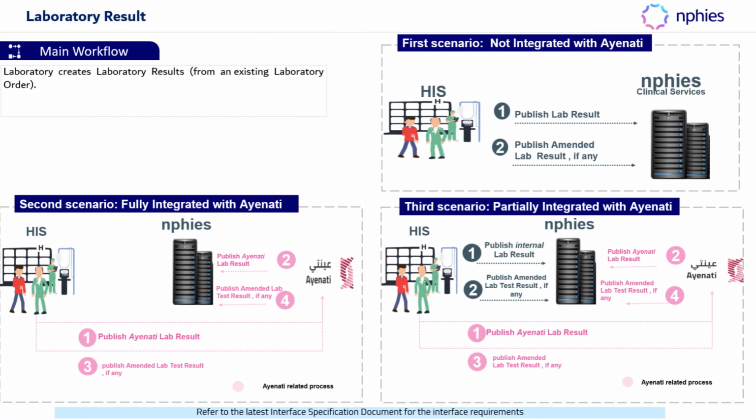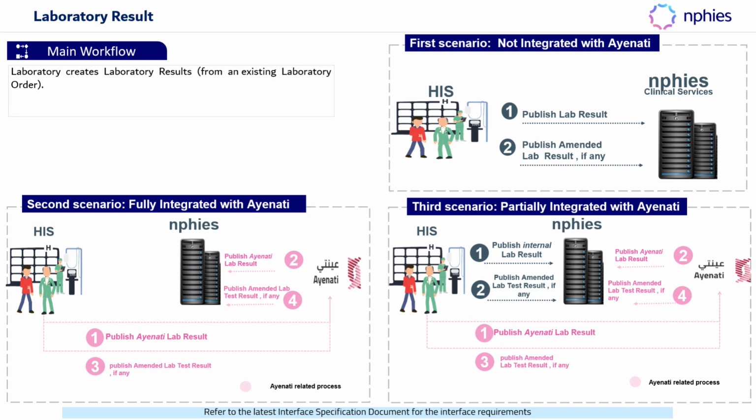For the laboratory results use case workflow, there are 3 scenarios. The first scenario is in the case when the healthcare organization is not integrated with IANATI, the Health Information System will publish the lab results to Nphies, as well as will be able to publish the amended lab results. Whereas the second scenario is when the Healthcare Information System is fully integrated with IANATI. Thus, the Health Information System will publish both the lab results and the amended document, if have any, to IANATI, then it will be published to Nphies.